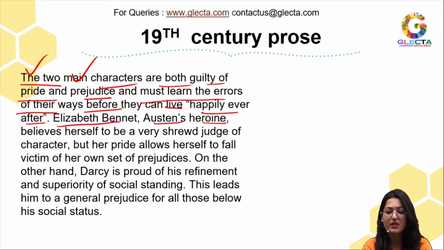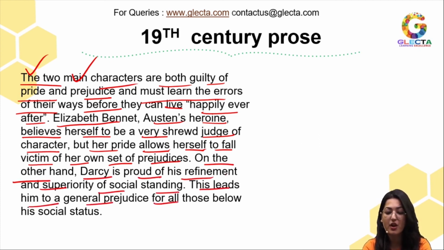Elizabeth Bennet, Austen's heroine, believes herself to be a very shrewd judge of character, but her pride allows her to fall victim to her own set of prejudices. On the other hand, Darcy is proud of his refinement and superiority of social standing. This leads him to a general prejudice against all those below his social status.